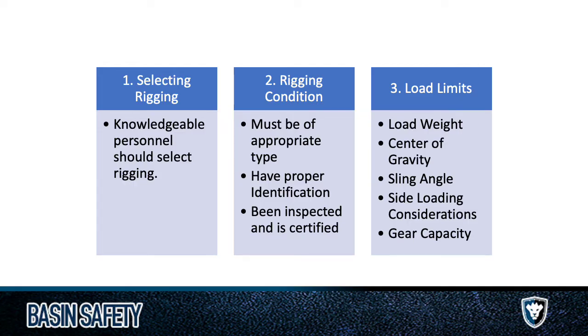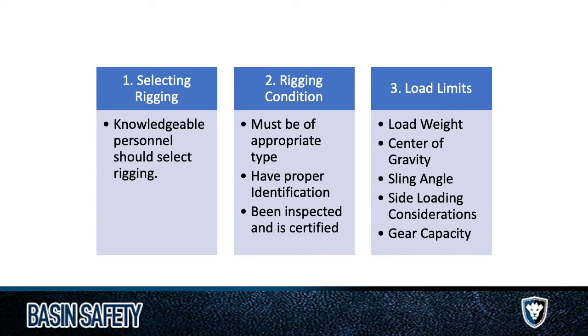So selecting rigging, this needs to be done by knowledgeable and qualified people. The condition must be appropriate type, have proper identification, and that's the one issue I mostly see with rigging equipment: it doesn't have the tag on it, or either a tag or a label indicating its lifting capacity. They go away over time, but you still need to take that equipment out of service. And then it needs to be inspected and certified as well.